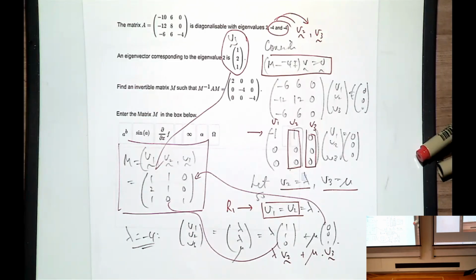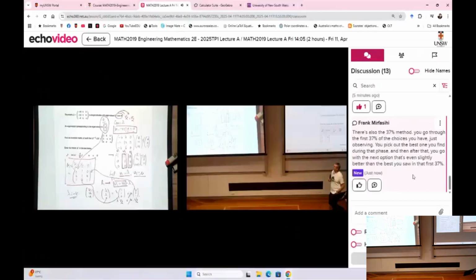Oh yeah. Suddenly, this got a lot more interesting. Frank talks about the 37% method.